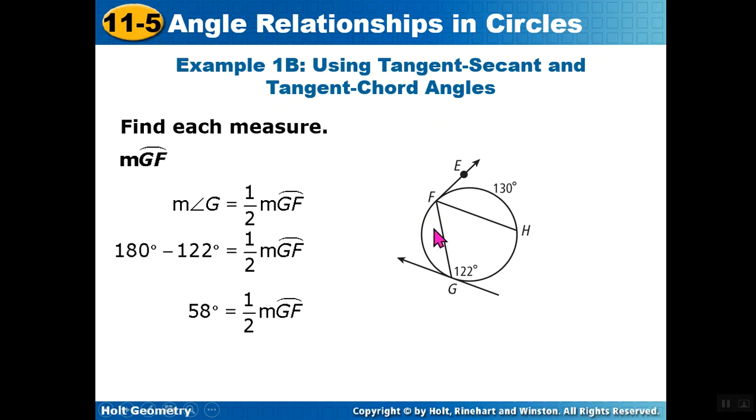Now, as we said, arc GF is double this angle. The double of this angle is 58, so we multiply 58 by 2 to get 116, which is the measure of the arc GF. This is equal to double this angle, 2 times 58.